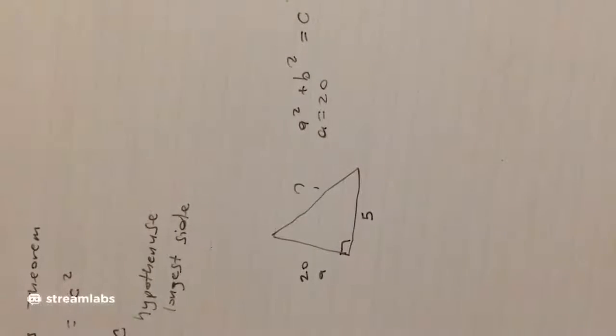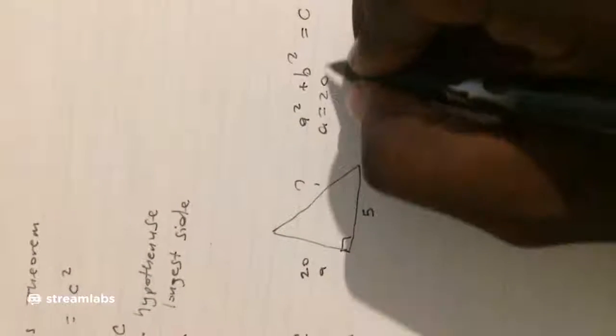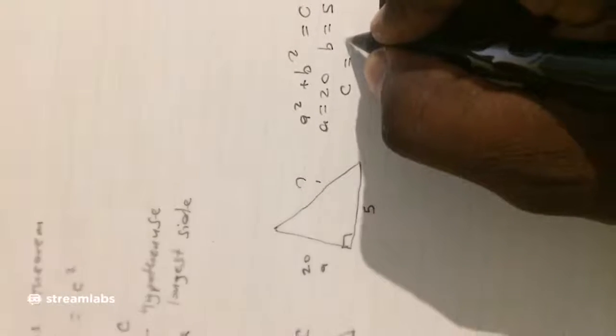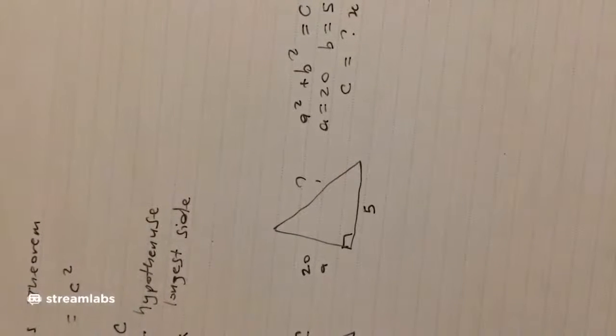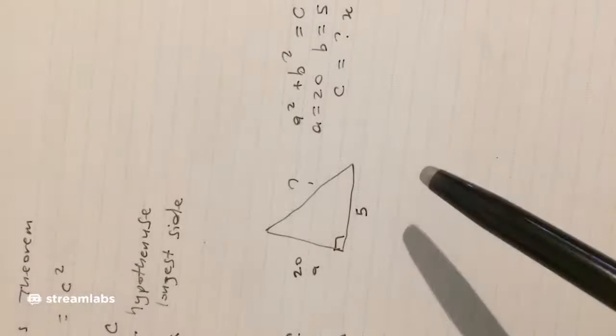What's the value for b? Alright, yeah, 5. So that's good. The value for b is 5, so b is equal to 5. And c is unknown, so we can call c x. Now we have everything we need for the formula. We have a, we have b, and we have c.